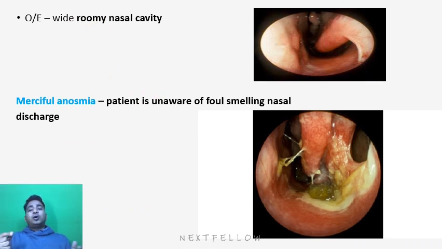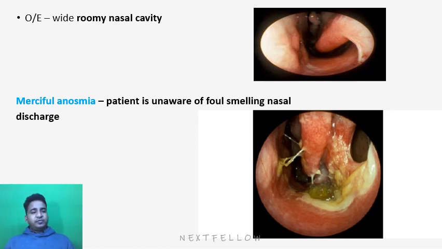So space is there because there will be the turbinate shrinkage, there will be the loss of the mucosa. So the nasal cavity will be broader, but still the patient will have a sensation of nasal blockage. Why is the sensation there? Firstly, there is loss of sensory nerve, and secondly, there is a presence of crusting. You can see this pus. So this crusting and the loss of sensory nerves will all lead to the sensation of nasal blockage.